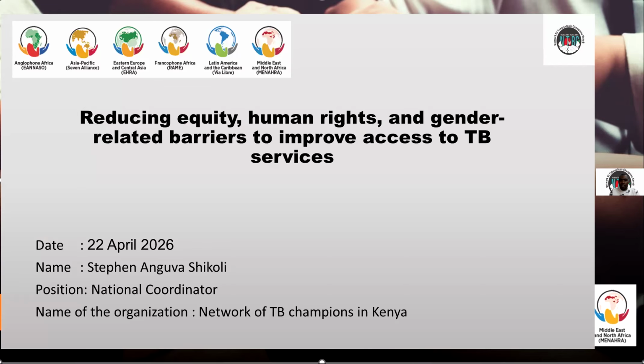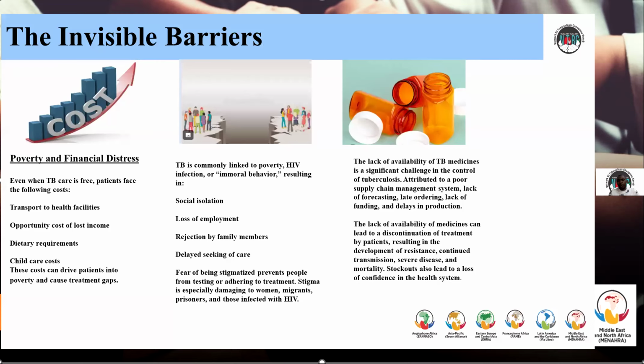My focus today is reducing equity, human rights and gender-related barriers to improve access to TB services. Just building from my colleague Oksana on what we've seen in GC7 and what we propose moving forward into GC8. So one, we need to start by understanding what are these invisible barriers that we are trying to address when it comes to removing human rights barriers.